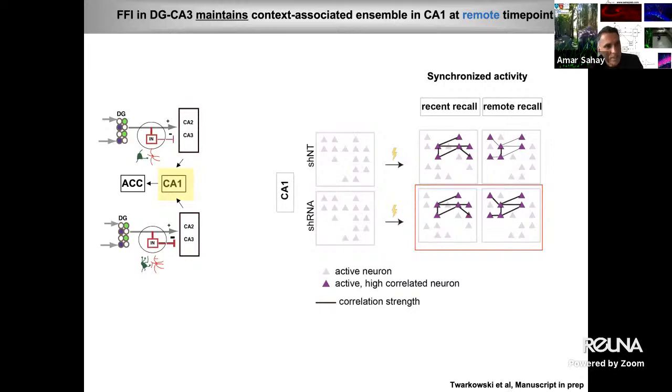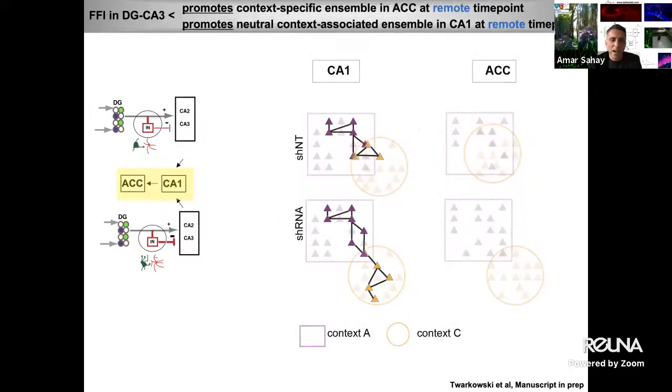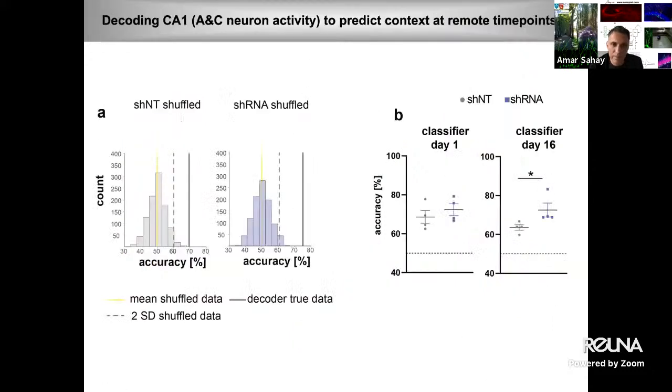So these data are schematized over here for the remote time point. We find that there is the persistence of a context-associated ensemble in CA1 over time in the animals in which we have increased feed-forward inhibition. So we saw it as early as the recent time point, and we see it also at the remote time point, as well as we now see at the level of the anterior cingulate cortex a reduction in the number of these A and C neurons in animals in which we had increased feed-forward inhibition.